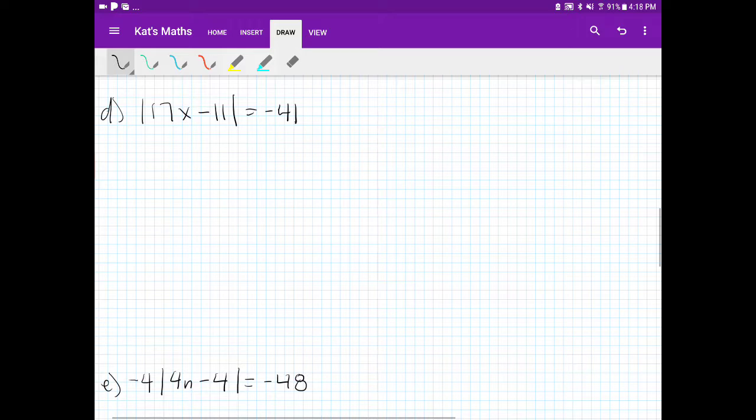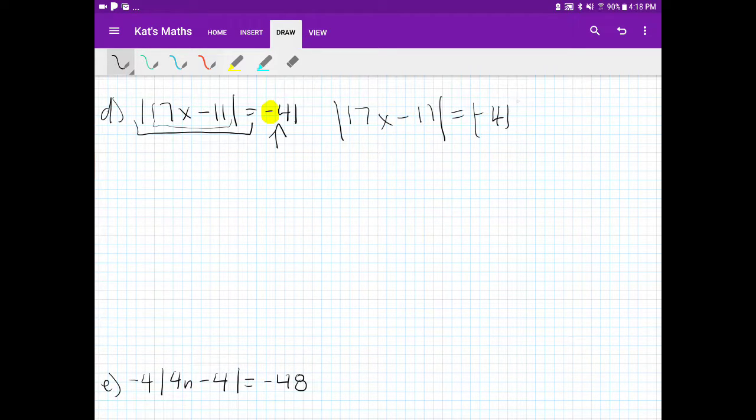So this next one says 17x minus 11, and that's all absolute value, is equal to negative 41. Well, here's a huge thing that cannot happen. You cannot have a negative result from an absolute value. Absolute value is always positive. So if just 17x minus 11 equaled negative 41, well, then the absolute value of that would equal positive 41. So there is no solution.